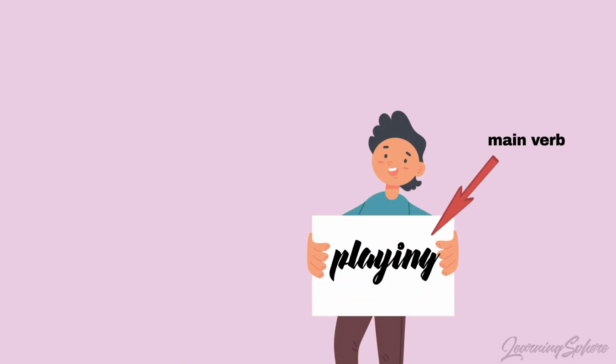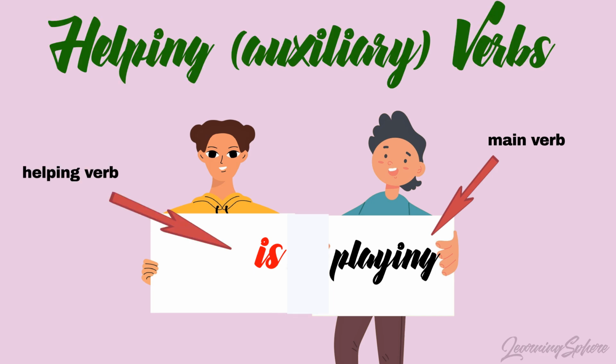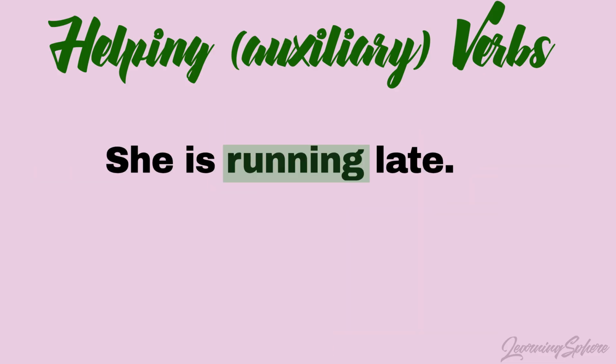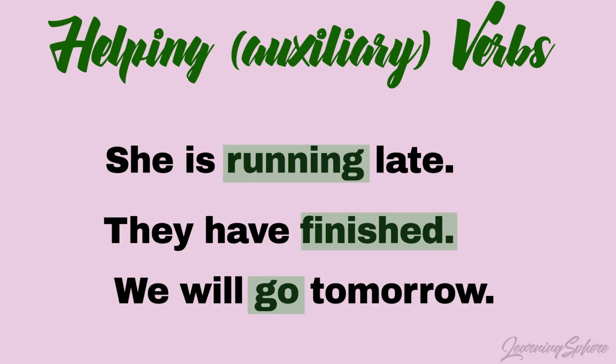Some verbs can't work alone, they need a little backup. These are called helping verbs or auxiliary verbs. Here are some sentences with helping verbs. She is running late. They have finished. We will go tomorrow. The helping verbs are is, have, and will.